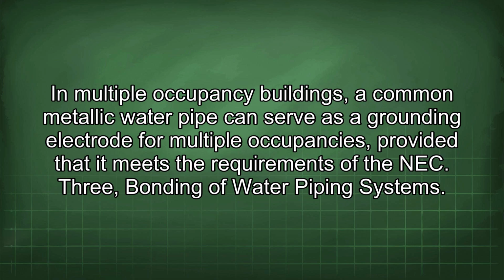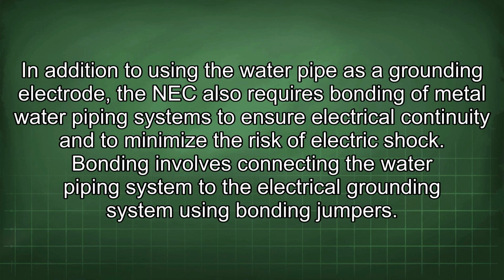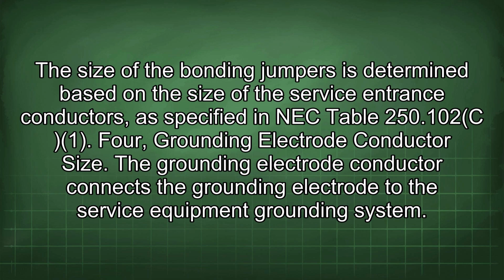3. Bonding of water piping systems. In addition to using the water pipe as a grounding electrode, the NEC also requires bonding of metal water piping systems to ensure electrical continuity and to minimize the risk of electric shock. Bonding involves connecting the water piping system to the electrical grounding system using bonding jumpers. The size of the bonding jumpers is determined based on the size of the service entrance conductors, as specified in NEC Table 250.102. 4. Grounding electrode conductor size. The grounding electrode conductor connects the grounding electrode to the service equipment grounding system.